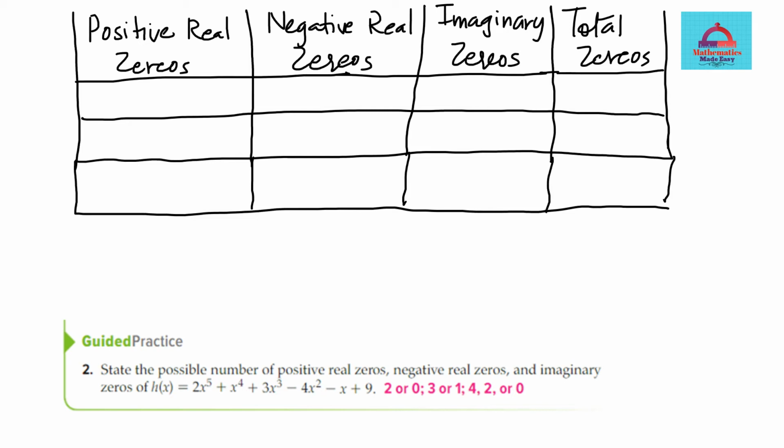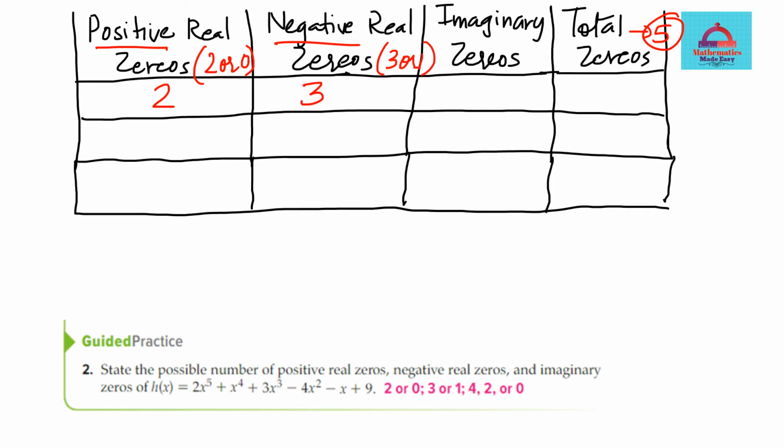Okay, so from the previous slide, I hope you were observing that because the degree is 5, there is going to be a maximum or a total of 5 solutions or 5 zeros. So this total will always be 5. That's one point. Now for positive real zeros, from the last slide, we have got two options, either 2 or 0. And for negative, we got two options, either 3 or 1. So let me just write 2 or 0 and 3 or 1.